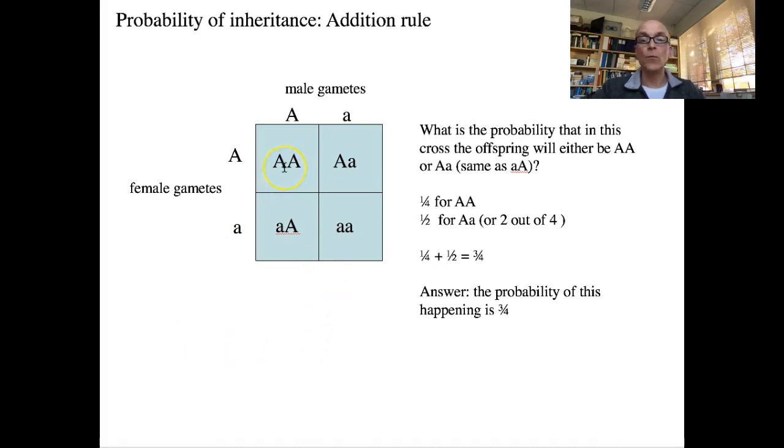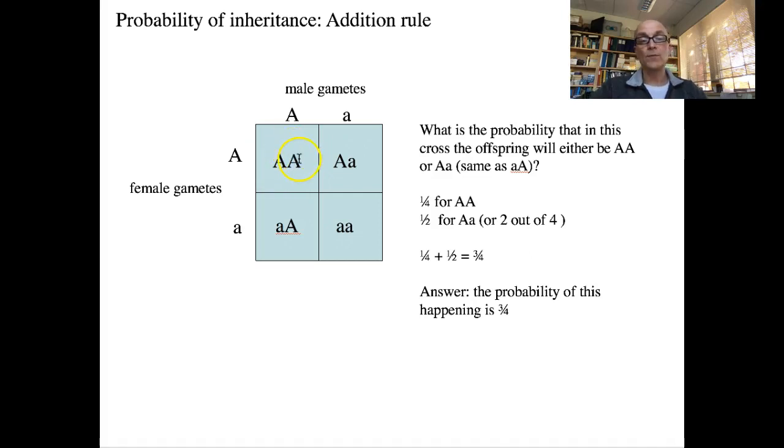Then let's ask a different question. What is the probability that in this same cross, the offspring will be either big A big A, or big A little a? In other words, what's the probability that the offspring of this cross will carry at least one of the big A alleles? Well, now you have multiple choices, right? You don't have just one choice. The big A big A was the only choice in the previous one where we used the multiplication rule. Here we have multiple choices. We have this as a possibility, we have this as a possibility, and this as a possibility.